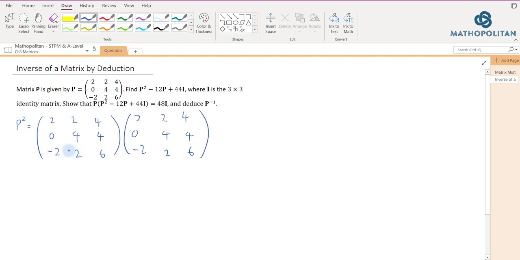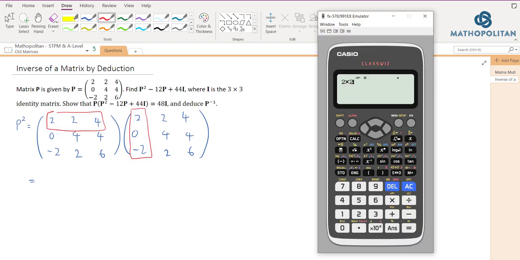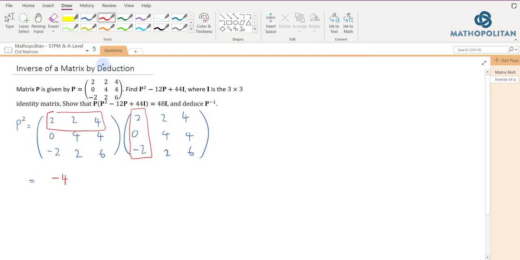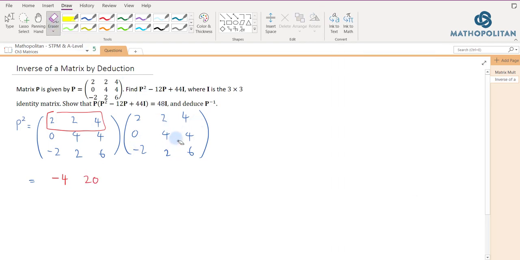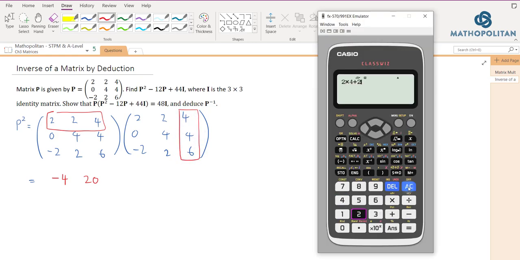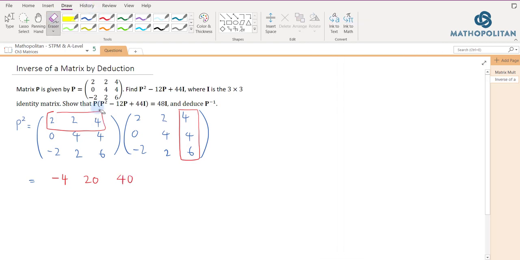So first we'll calculate what P squared is. We'll simplify it first. We start from the first row and the first column. That will be 2 times 2 plus 2 times 0 plus 4 times negative 2. So that's negative 4, right? And then we'll move on to the next column, which is 2, 4, and 2. So this is 2 times 2 plus 2 times 4 plus 4 times 2. So that's 20. And then moving on to the next column, that's 4, 4, and 6. So here we have 2 times 4 plus 2 times 4 plus 4 times 6. So that's 40.